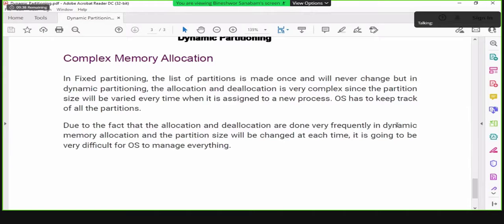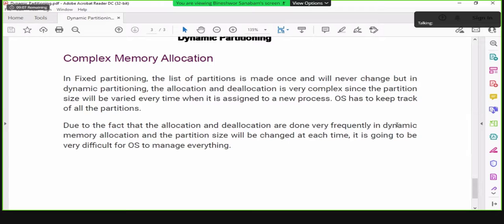What we learn when we talk about fixed partitioning and dynamic partitioning is that in fixed partitioning, the list of partitions is set once and will never change. But in dynamic partitioning, the allocation and deallocation is very complex, since the partition sizes vary every time one is assigned to a new process. So the OS has to keep track of all those partitions.